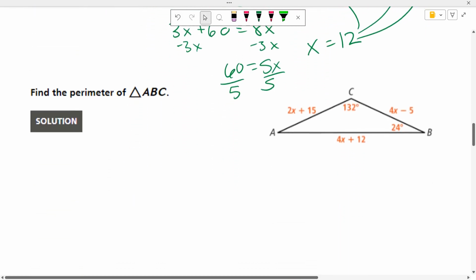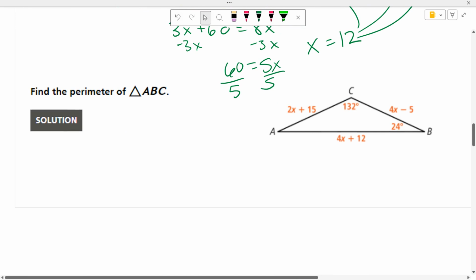All right, what's the missing angle, do you think? 24. Because 24 plus 24 is 48, plus 132 is 180. Okay, so that means which two sides are equal?